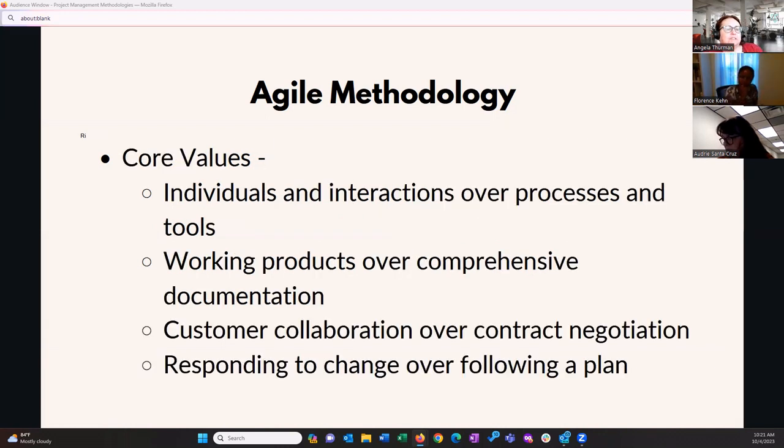Some of the core values of the agile methodology are individuals and interactions over processes and tools. So agile values individuals over process and working products over comprehensive documentation. So coming out of a sprint with a working product is more important than comprehensive documentation. So the process can move faster and objectives can adapt with these changing needs.